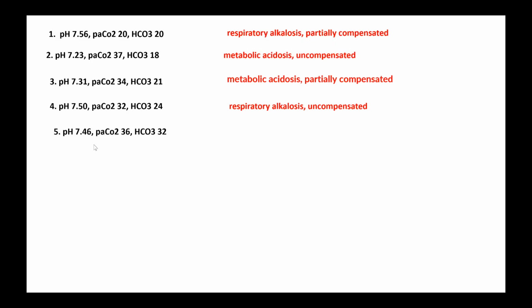Partially compensated metabolic alkalosis. So its primary defect is metabolic alkalosis because pH is also on the alkalotic side. Bicarb is more than 24 and PCO2 should have been higher to compensate for that. So it is a primary metabolic alkalosis, uncompensated. What about this?